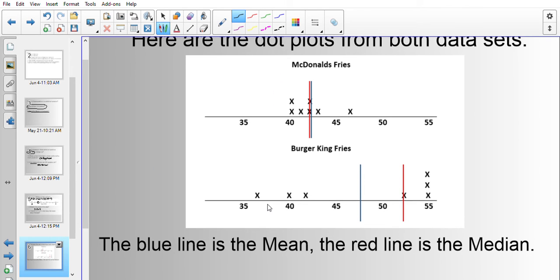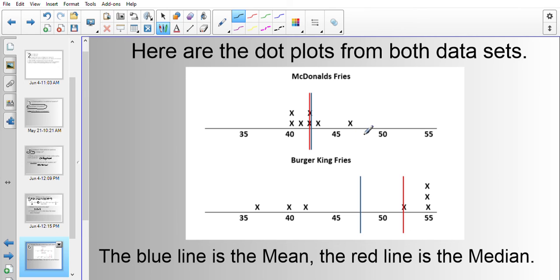So here are some dot plots, okay, about McDonald's fries and Burger King fries. The blue line is the mean, and the red line is the median. All right. So what do you notice about the spread and variability about the data? What do you notice about the mean and the median? When the data is symmetrical, the mean and the median are close together. When the data is skewed to one side, the median and the mean are farther apart.